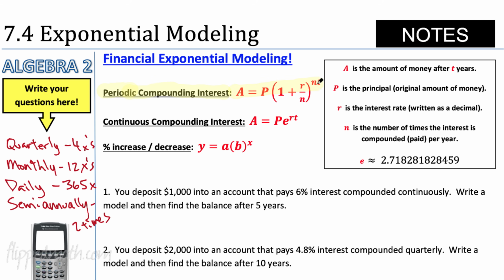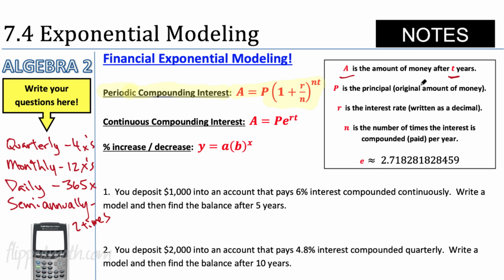Go ahead and write this formula down, and I'll go through what each of these letters represent. A is always going to be the amount of money that you have at the end of the problem. How much money do you end up with? If I put $100 in the bank, how much should I end up with after a year? That's what A represents. Years are measured here with T, the number of years. P is the principal. It's how much money you start with.